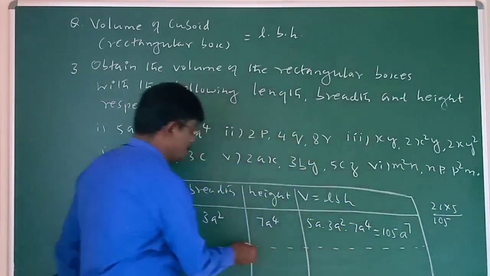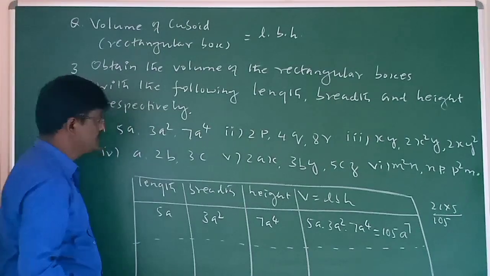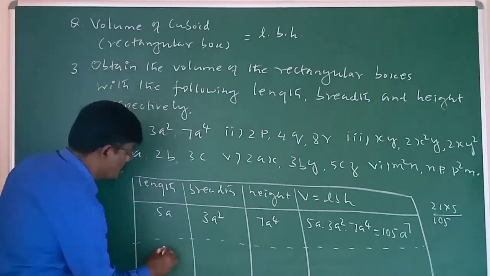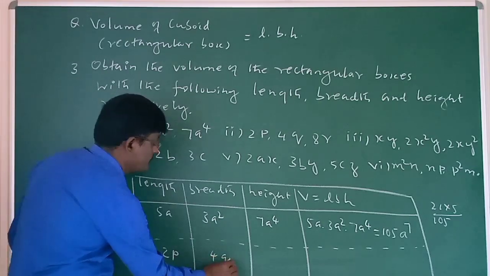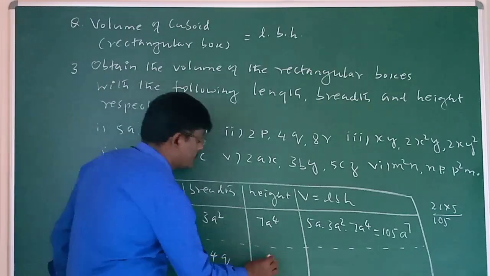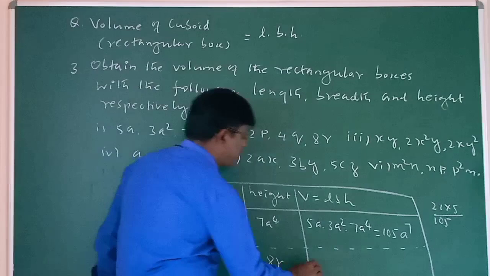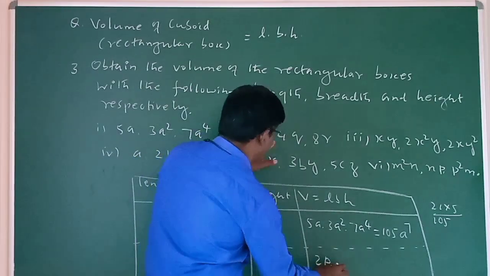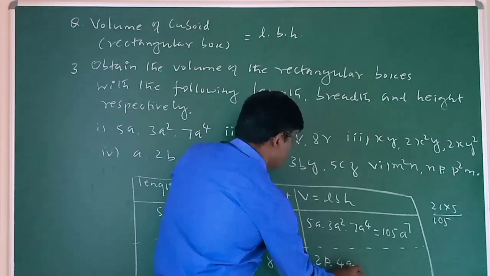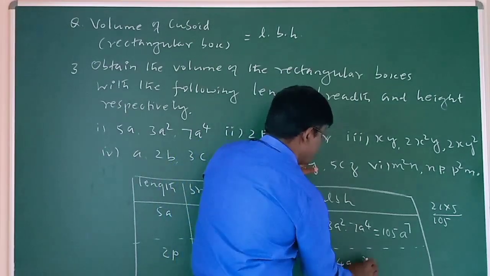That is the volume. Next, let us take the second: 2p, 4q, 8r. 2p into 4q into 8r.